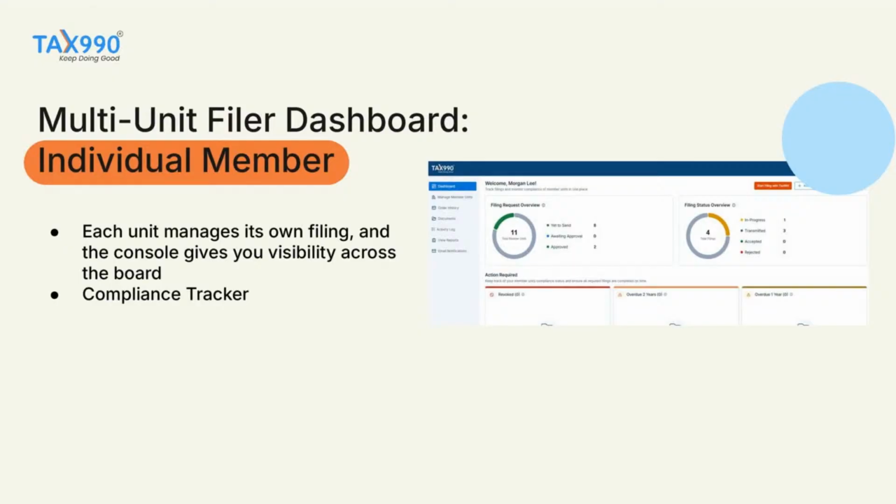What admins aren't doing in this model is filing on anyone's behalf. Here, member units file their own filings, and they access Tax990 themselves, complete their returns, and submit independently. The console is designed to help support their independence while keeping the admin informed every step of the way.